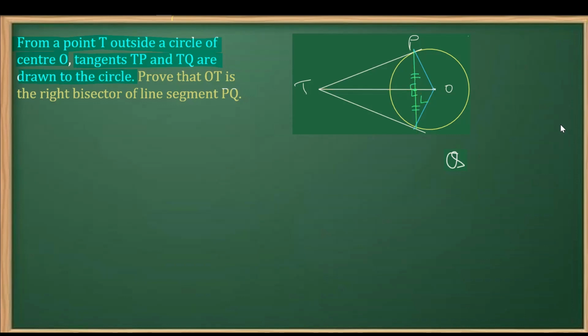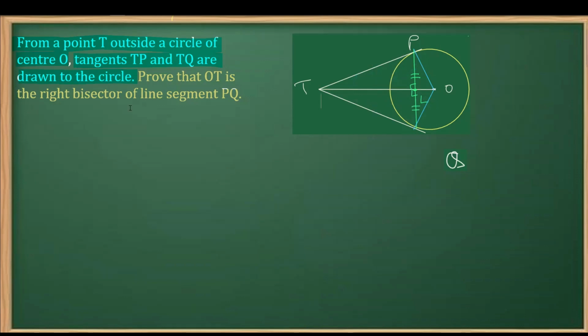Now, to do so, what we are going to do first is to prove these two triangles congruent. So I'll prove this triangle and this triangle congruent. And how is that possible? Number one, we know that TP should be equal to TQ, that is, tangents from the same exterior point. These are radii, and this is a common side. So let's first prove these two triangles congruent.